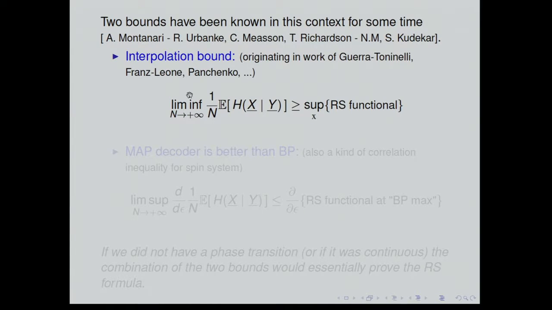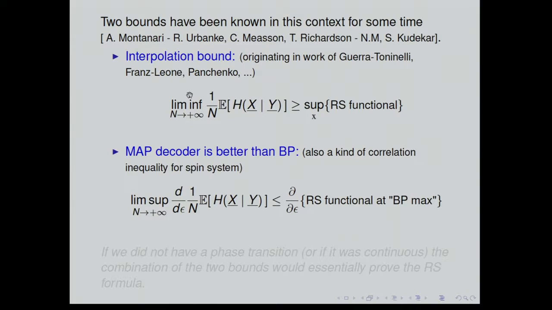And this thing here, the methods to prove this bound, I won't show them, but they originate in work of Guerra and Toninelli and go under the name interpolation method. These are the bounds that were first proven for the SK model and then extended to sparse systems. These LDPC codes are spin systems on dilute graphs, by Franz and Leone and Panchenko. And then this made its way into coding theory. Okay.